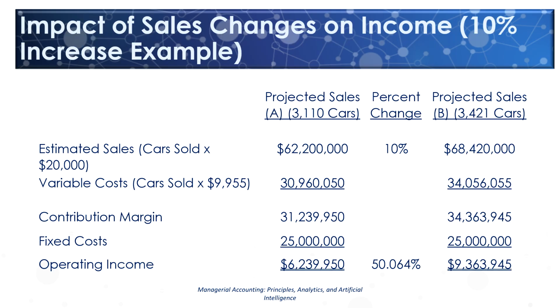Now let's look at an example, continuing the automotive example we looked at earlier in the chapter. You can see that a change of 10% in sales results in a change of 50% in operating income by looking at the percent change column. That shows that a dollar increase in sales results in about a $5 increase in operating income, or 1% increases operating income by 5%.